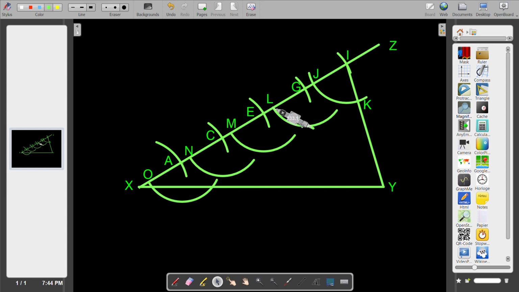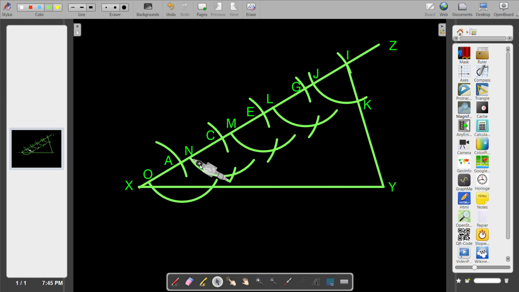and with center L, and taking the radius equal to JK, we draw an arc cutting the arc passing through the point L. Similarly, with center M and taking the same radius, that means radius equal to JK, we draw another arc cutting the arc passing through the point M.